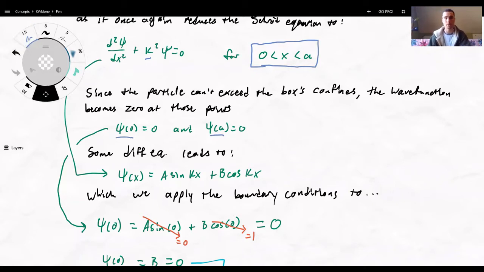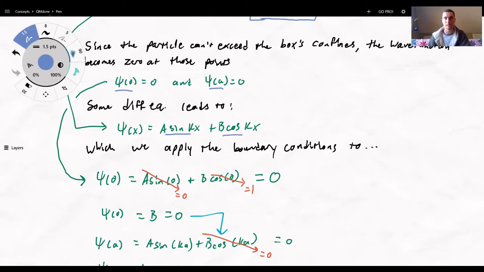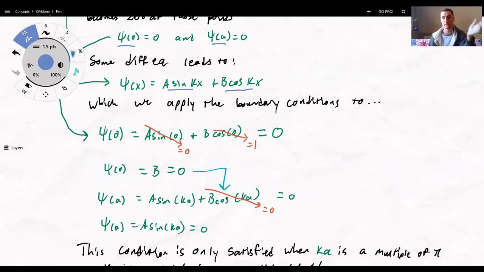Then we do a little bit of differential equations and we get the form, and the wave function is equal to A sine kx plus B cosine kx. So that's the general solution that we have. But then we're going to apply those boundary conditions. The first one is that at psi of 0, the solution has to be 0, right? So sine of 0 is just 0, so we cross that out. Cosine of 0 is 1, which means that B has to be equal to 0.